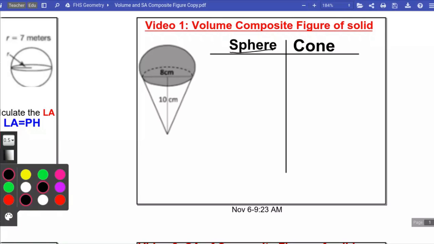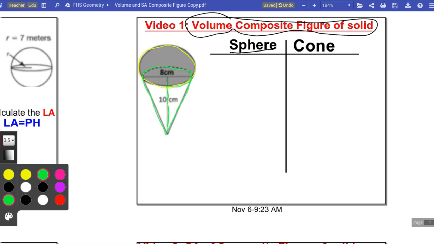We're moving on to finding the volume of a composite figure, meaning you have two solid pictures put together. In this case, first you see a sphere, and then you have yourself a cone, right? So now the cone has a height of 10. All right, so let's do this thing.